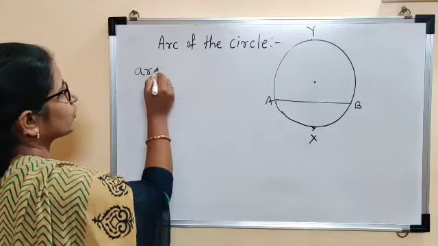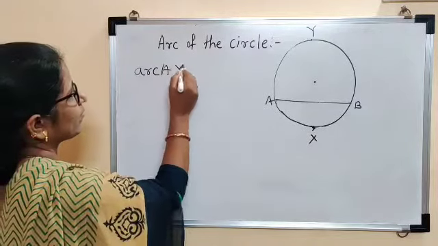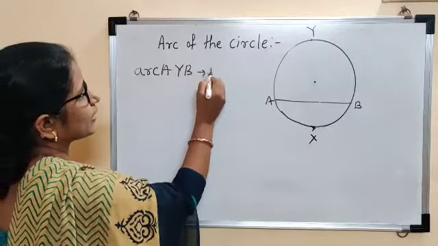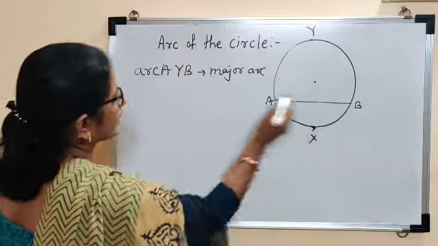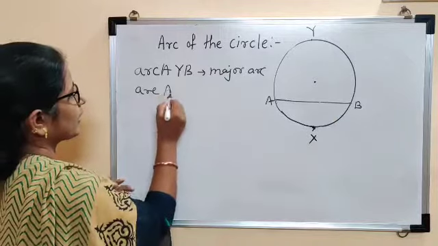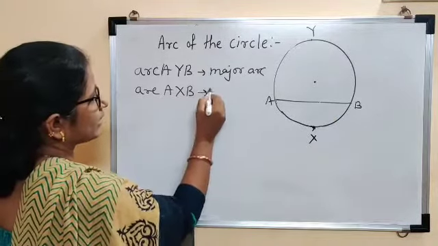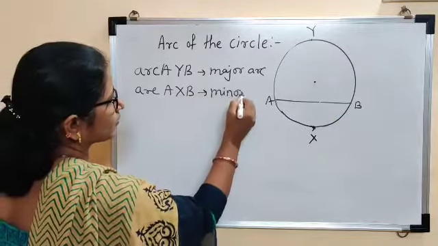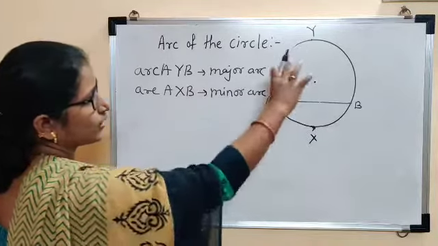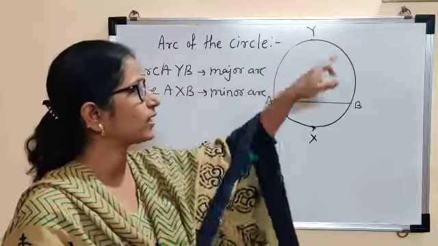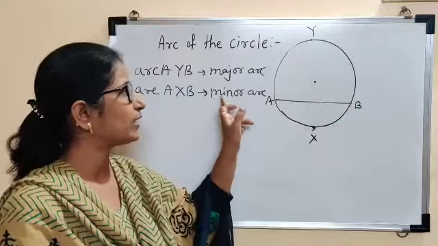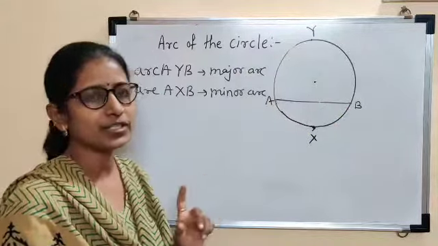Now while writing, we have to write like this way. Arc AYB is which arc? Major arc. Major means bigger. And arc AXB is a minor arc. Minor means smaller. So due to this chord, the circle divides into two arcs. One arc is smaller, one arc is bigger. So smaller is called minor arc, bigger is called major arc.